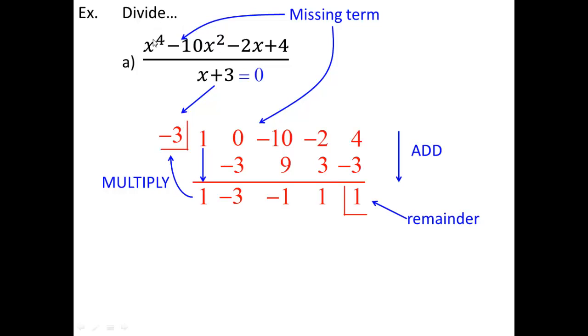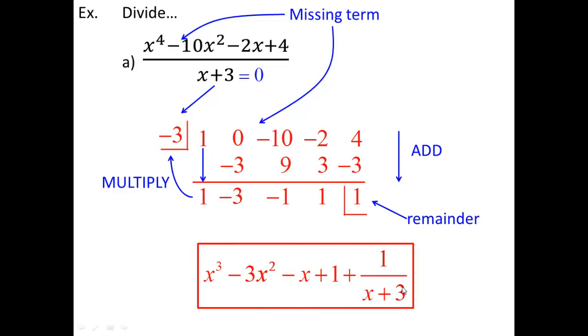So if you started with a quartic, that means this 1 should be the coefficient of the cubic term. So then -3 must be the quadratic term, -1 must be the linear term, and 1 must be your constant term. And of course, 1, the remainder, goes over the original divisor, x plus 3. So my final answer: x cubed minus 3x squared minus x plus 1, plus 1 over x plus 3. Much quicker, much more efficient, much simpler than long division.